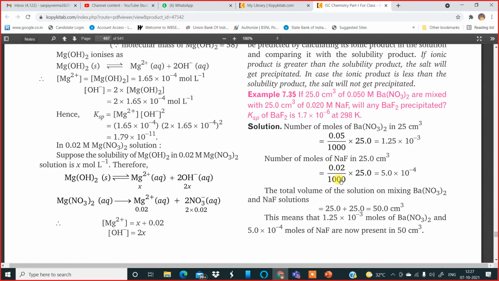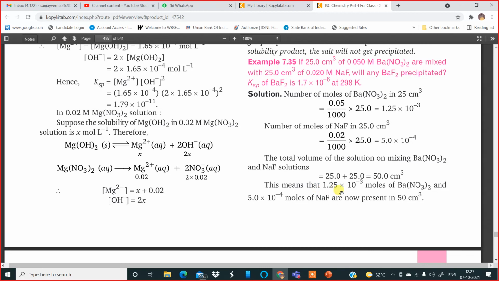that is the formula we are applying for molarity, into 25 in 25 cm³. We are getting 5.0 × 10^-4. Now the total volume of the solution on mixing becomes 25 plus 25, that is 50. This means that 1.25 × 10^-3 moles of barium nitrate and 5 × 10^-4 moles of sodium chloride are now present in 50 cm³ of the entire solution.